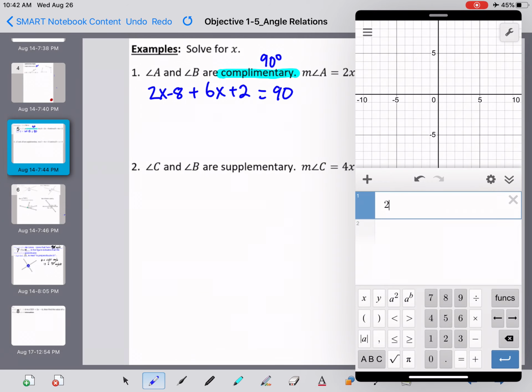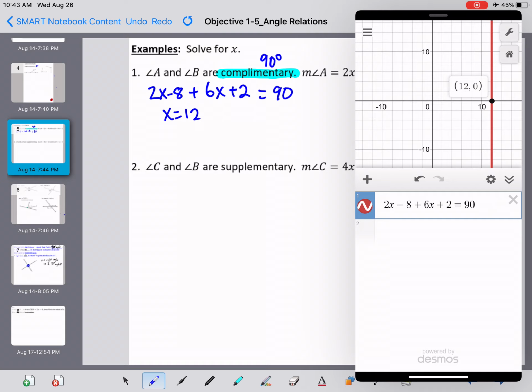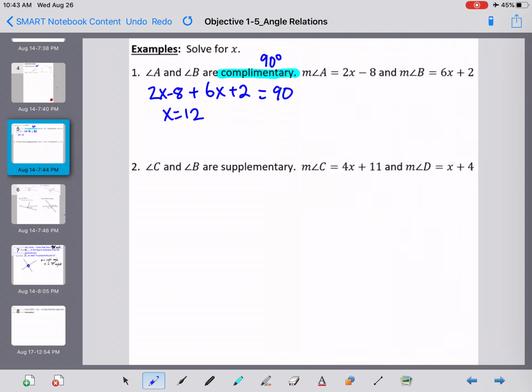And let's see here. 2x minus 8 plus 6x plus 2 equals 90. All right, I got to adjust my zoom. X is 12. Have I solved the problem? I don't know. What am I looking for? I'm solving for x. So yeah, I'm done with this problem. I didn't have to do any kind of substitution because right up here it says solve for x. Cool, that was pretty easy.